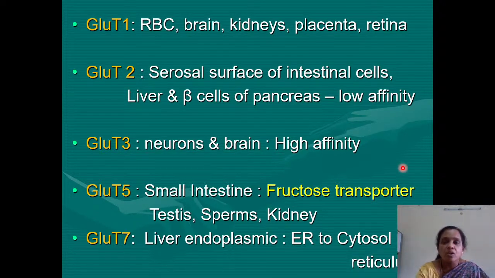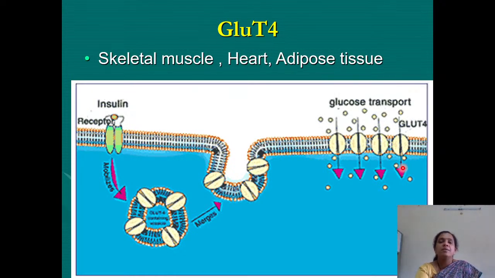Now we talk about the GLUT4 receptors. GLUT4 receptors are present in skeletal muscle and heart. What is the importance in the adipose tissue? Most important is adipose tissue and skeletal muscle. Normally, the receptors are internalized in the cytosol. The receptors are not present on the surface, they are internalized in the cytosol. Once insulin sits on the receptors, this will mobilize the receptors, and these will come out and merge with the cell wall. As a result of that, glucose will enter into the cell. That is what the GLUT4 receptor does.